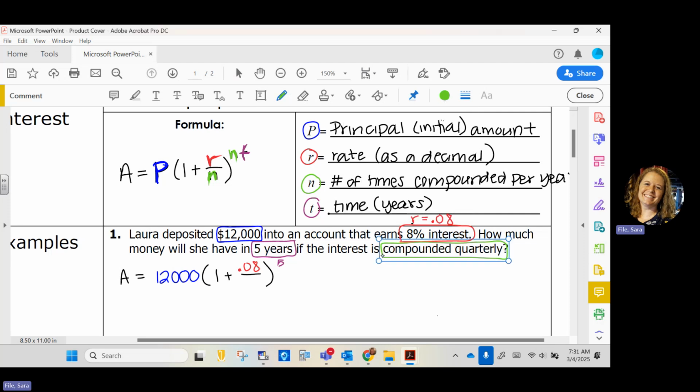Now, what does that mean? Quarterly. 4. 4 quarters and a dollar, right? 4 quarters and a whole. Quarter plus quarter plus quarter plus quarter equals 1. Okay, so quarterly means 4 times a year, and it's every 3 months. Okay, so that's going to be my N.